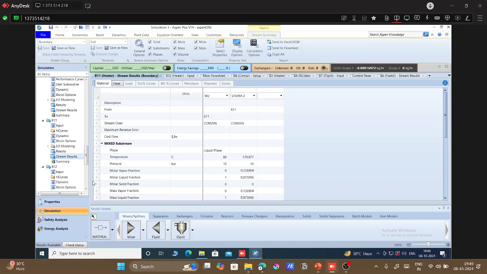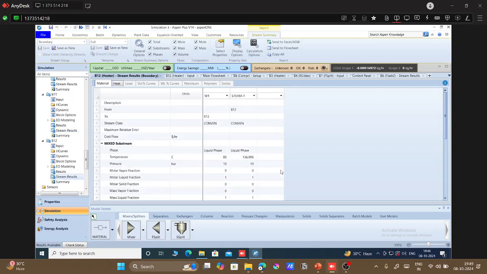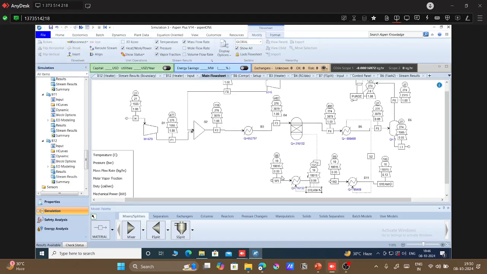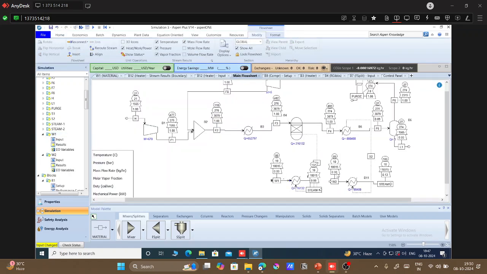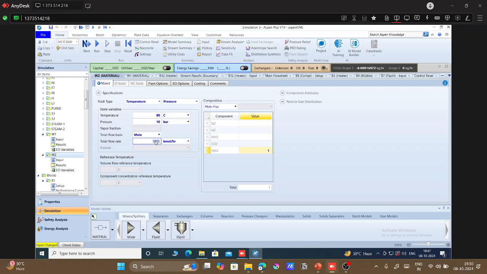Similarly, for B12 block also, if we see stream results, again molar vapor fraction is 0. So here only the temperature increase has happened. That means that the flow rate that we have provided is much higher. So let's change it, and instead of 1000, let's provide 500 kilomole per hour flow rate for both W1 and W2. Okay, and run the simulation.